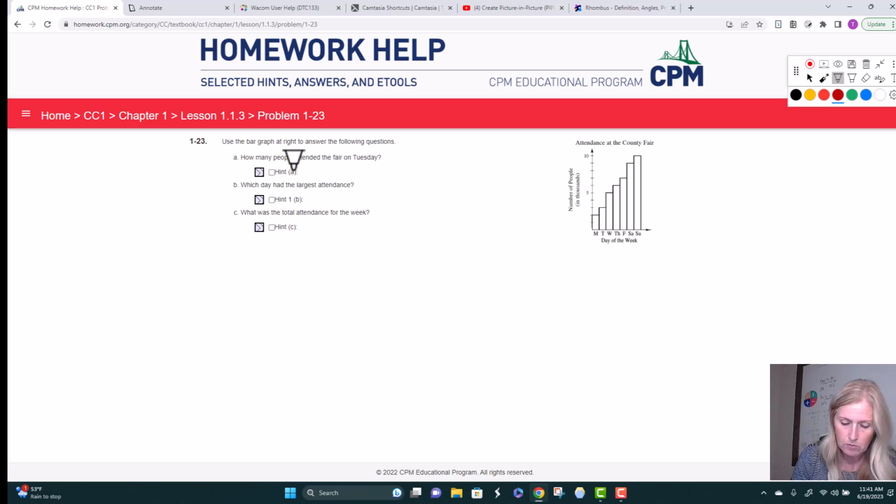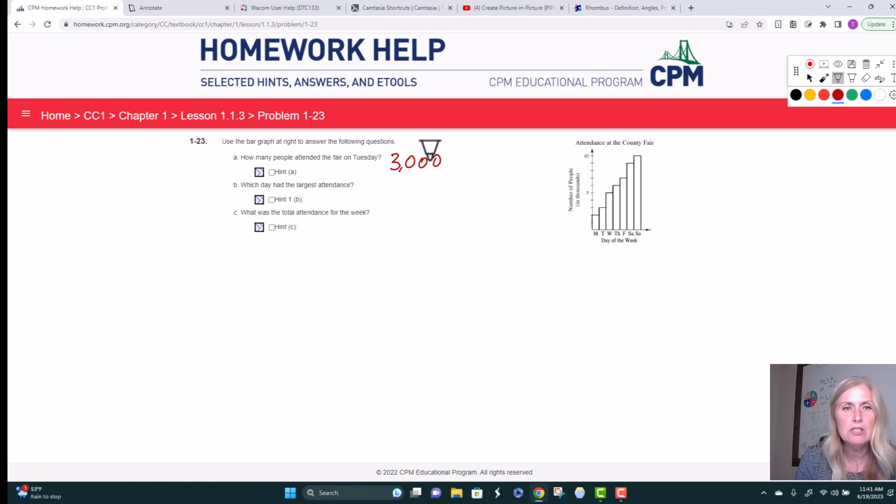Okay, so how many people attended the fair on Tuesday? So you go down here and look, there's Monday and here's Tuesday. Go all the way up and then slide over to your left. What number right here is that representing? How about 1, 2, 3? So we know that there were 3,000 people attending the fair on Tuesday.